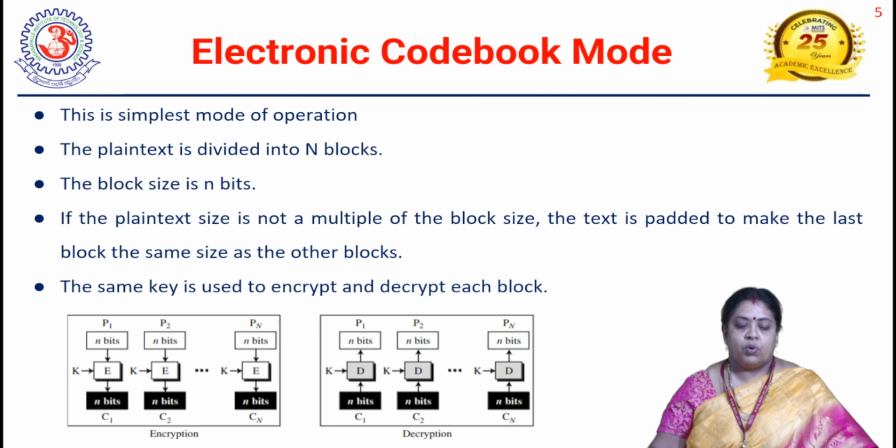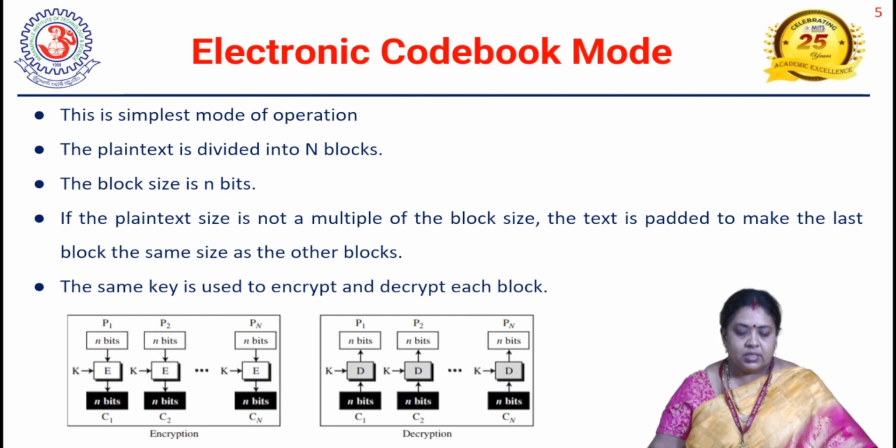That means it depends on whatever algorithm we are going to apply. Suppose if you want to apply the DES algorithm, then the block size should be 64 bits. If you want to apply the AES algorithm, then the block size should be 128 bits. So the block size is n bits. And one more thing we have to consider: suppose we want to apply the DES algorithm, then normally the block size should be 64 bits.